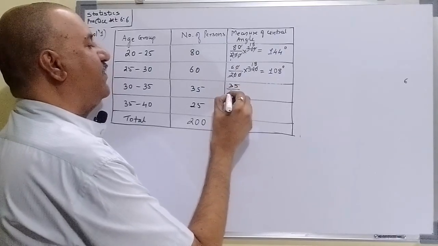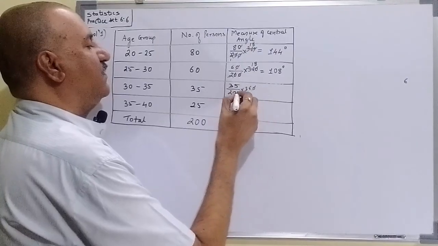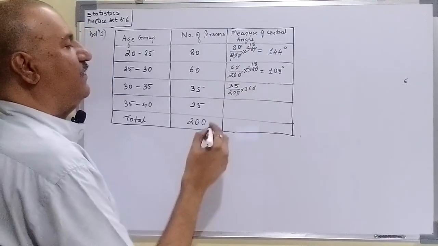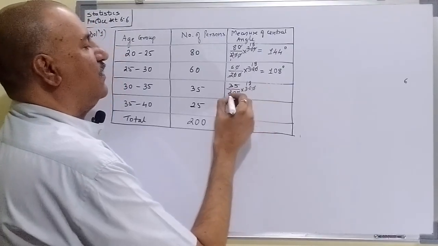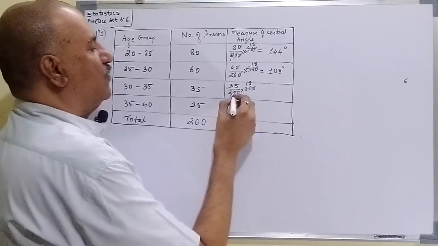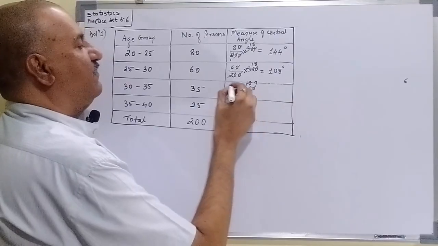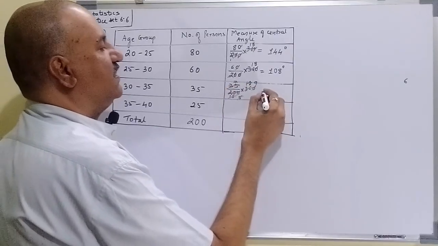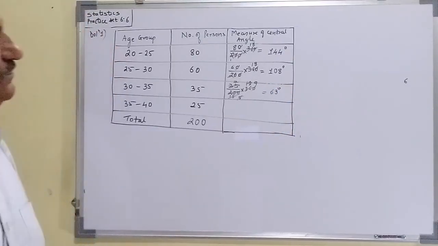Next we have 35 upon 200 into 360. Now this will be 2 18s are, 2 10s are, 2 5s are, 2 9s are, and 7 9s are 63 degrees.